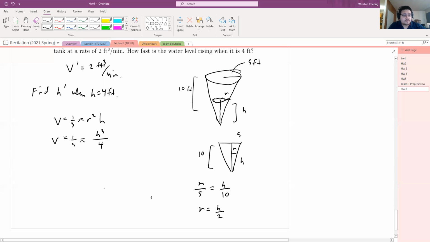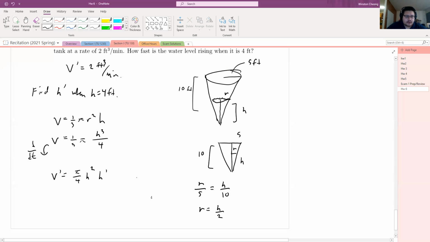That's great. Okay, now we go ahead and do the time derivative here. Now we get V prime, and the 3 will cancel with that. So I'm just going to put pi over 4 h squared, and then don't forget the h prime, which is actually the thing we're looking for.